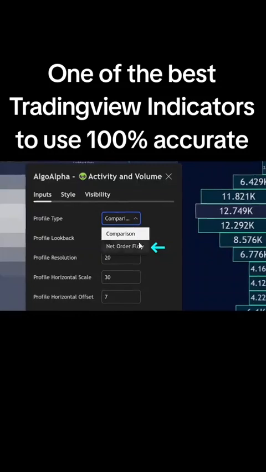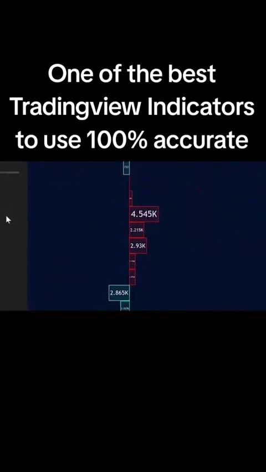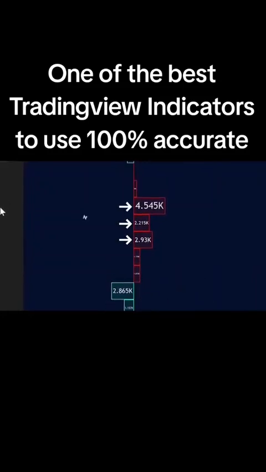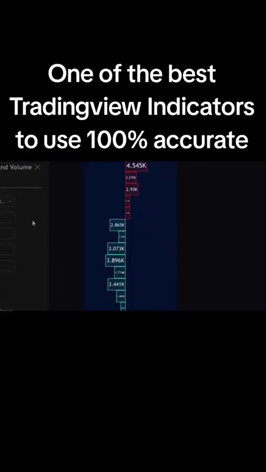Now in the net order flow mode, instead of seeing buy and sell volumes separately, you see a single bar showing the net difference. Positive values indicate net buying pressure, while negative values signal net selling pressure. This gives you a quick visual snapshot of where buying and selling pressure is concentrated.